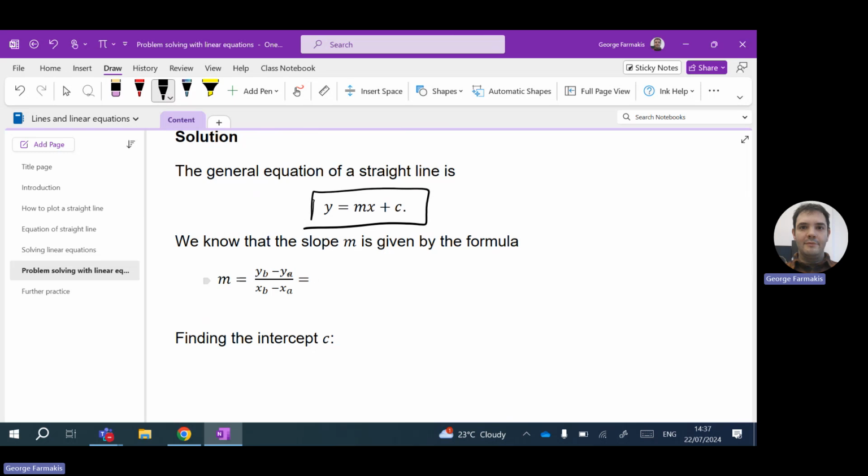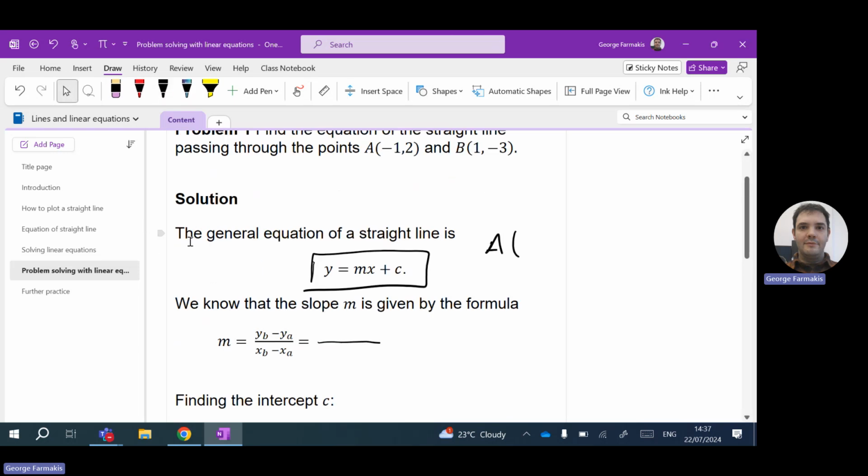We can find it by taking the change in y over the change in x. So here, what are the points? A is (minus 1, 2), B is (1, minus 3). So what is the y coordinate of point B? This is minus 3 minus... no, minus 2.